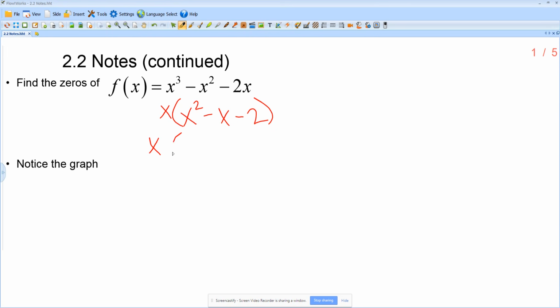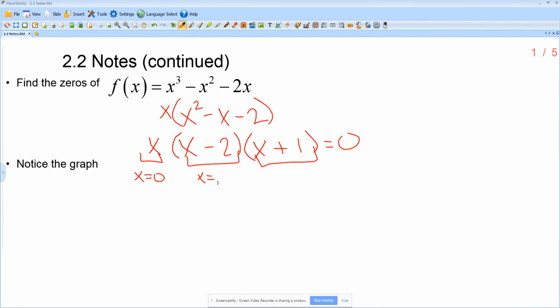So I'm going to bring down this x, and then I'm going to set up my two binomials. Looking at this, the only two things that multiply to x squared are x, and numbers that multiply to -2 and add up to -1 would be -2 and +1. What I do with each one of these then is say, okay, this whole thing is supposed to be equal to 0, because I'm looking for zeros, and I set each of these equal to 0. So I get x equals 0, x equals 2, and x equals -1.